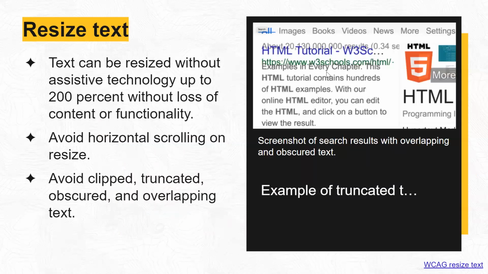And then you should be able to resize text without assistive technology up to 200% without loss of content or functionality. You want to make sure that you're avoiding horizontal scroll and avoiding clipped, truncated, obscured, and overlapping text. So this image here shows there's text that's overlapping, there's text that's truncated without ellipses. I see this used as a design decision a lot. You're like, I have this content, I want it to fit perfectly in this context.